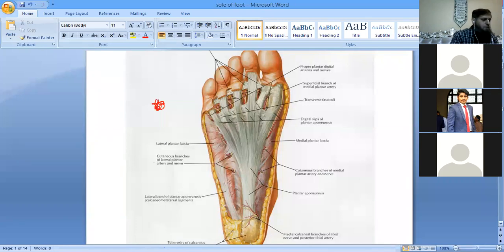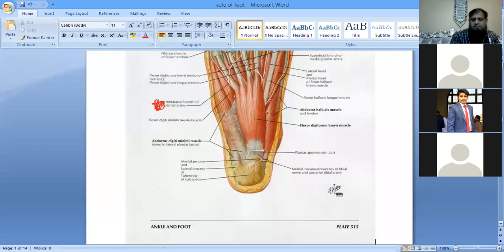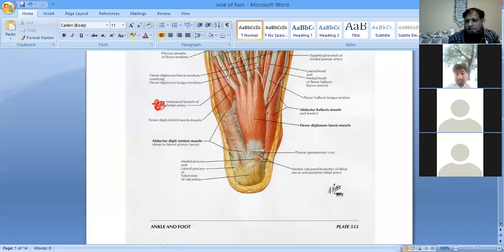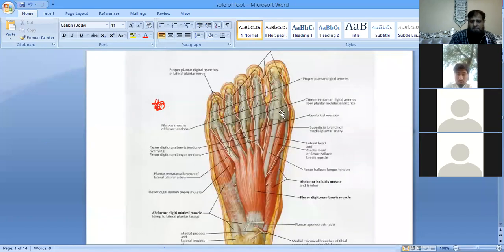ओके, now we will talk about the second part of the deep fascia, that is the fibrous flexor sheaths. ठीक है जी. वही जो fibrous flexor sheaths है ना, these are also thickenings of the deep fascia, ठीक है, along the inferior surface of each toe. ठीक है ना. Inferior surface of each toe, it consists of what?